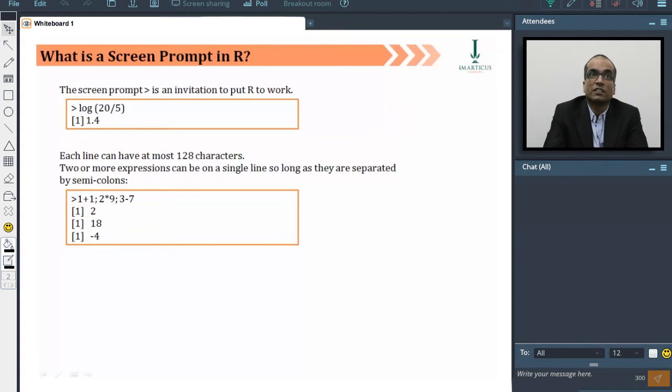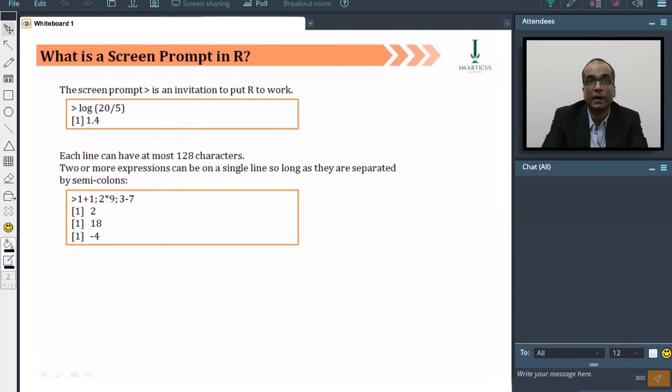Now, when you see on the screen a prompt like the greater than sign, usually you won't see this in the script window. This would be seen only in the console window. So if you see a prompt sign with the greater than, that means R is asking you to give an input. That's where you will write your code. So when you say over here log of 20 by 5, it's indicative that you're asking R to execute a log of 20 by 5. And over here log means log to the base e, that's a natural logarithm, and not log to the base 10, not log to the base 2. So that's the value 1.4, as you can see on the screen.